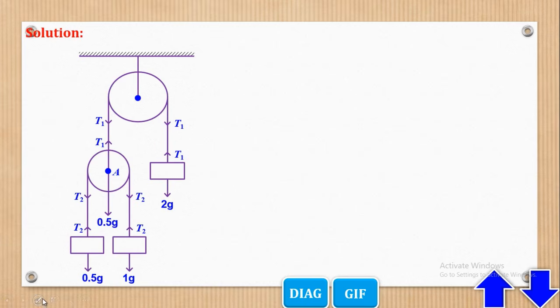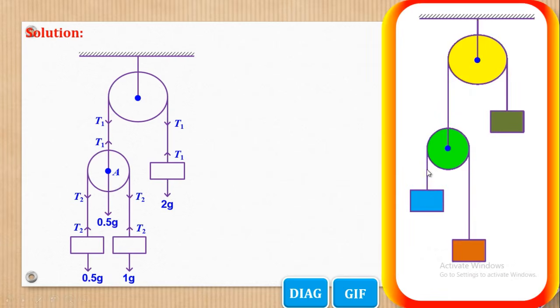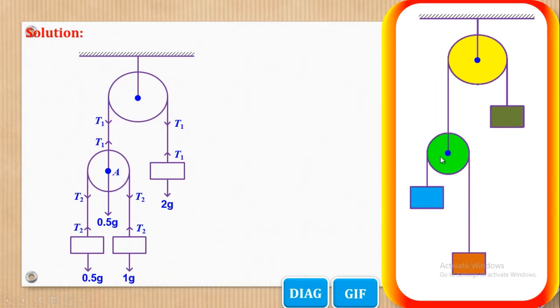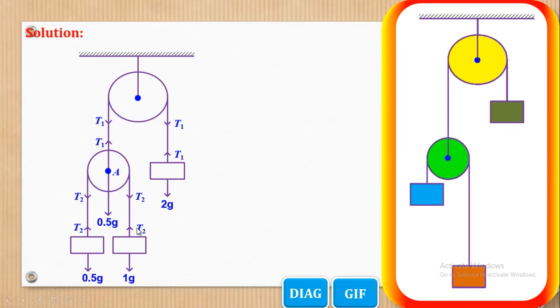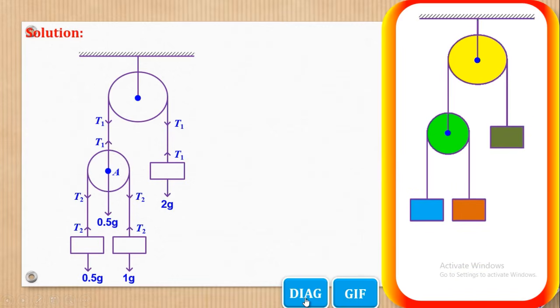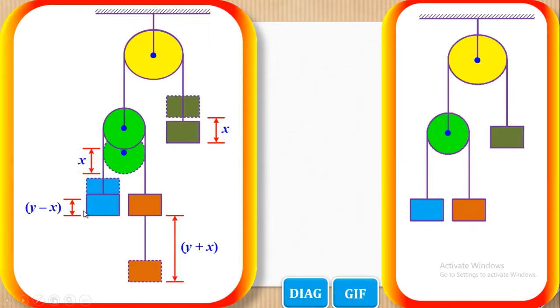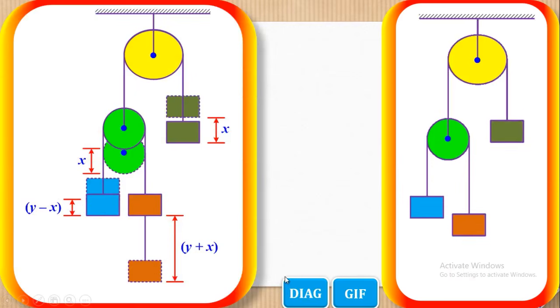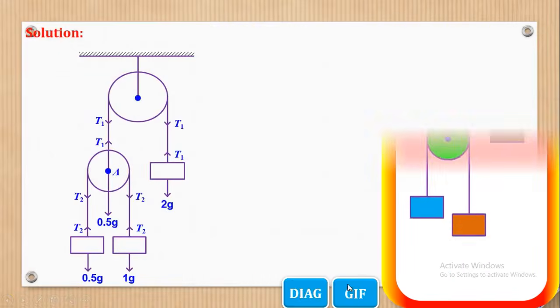Now what about the motions? So when it is released, it's the same as the one in the previous question. So the pulley moves downwards and this mass goes up, this goes down. So this will move downwards, this will move upwards, this will move upwards, and this will move downwards. So still the displacements will be the same as in the previous question, so that is what we are going to follow.